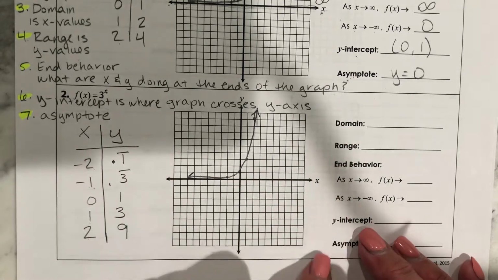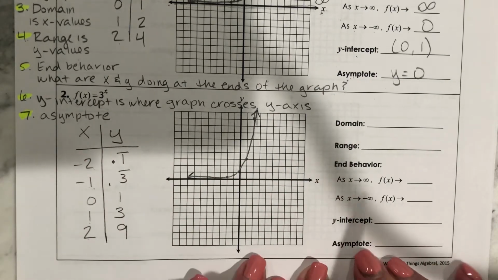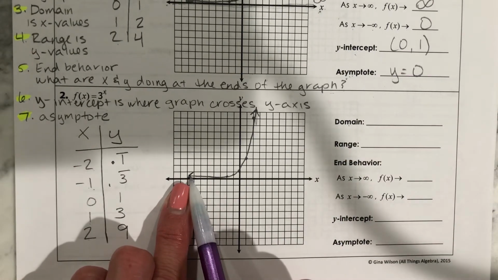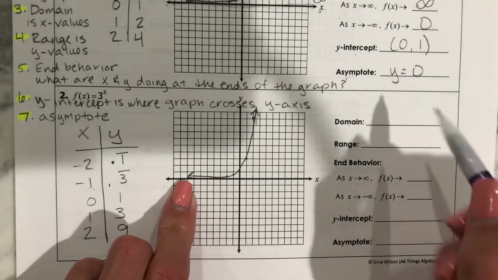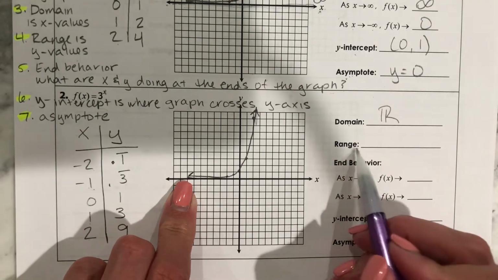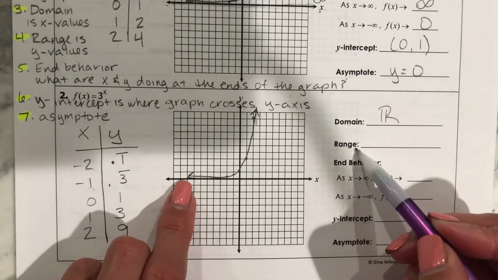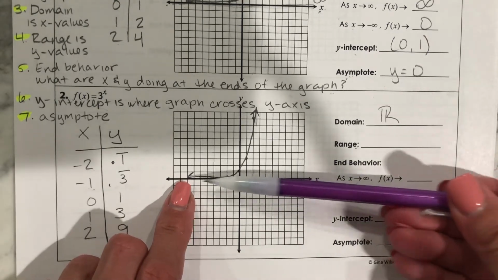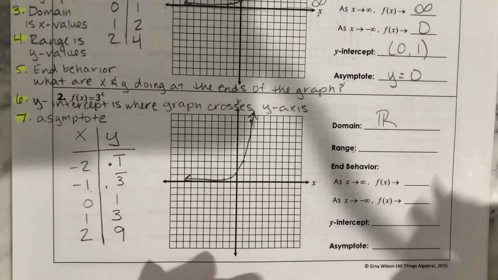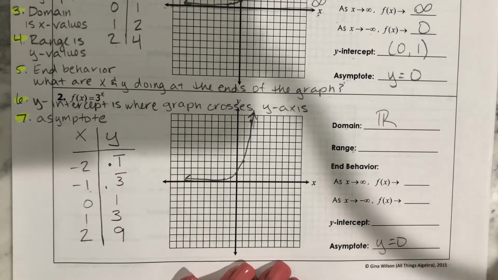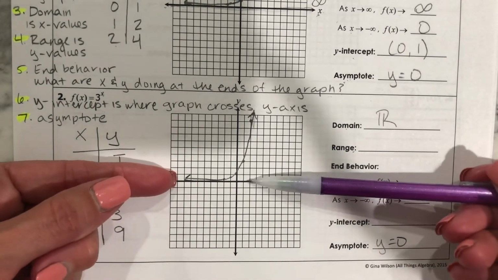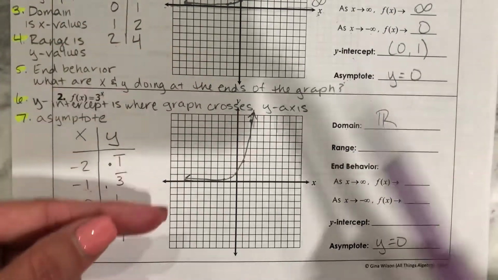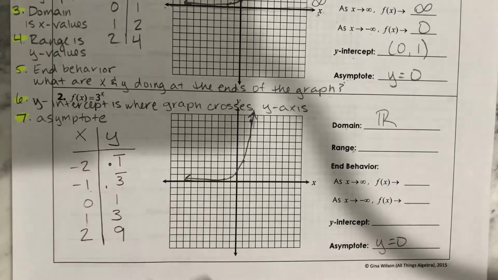Okay, now I'm ready to give my key features. So domain goes negative infinity to positive infinity, so all the reals. Range, remember we're looking at our y values, so here's my asymptote at y equals 0. So that means my y values have to be greater than 0 because the graph is above 0, but it's never going to touch 0.